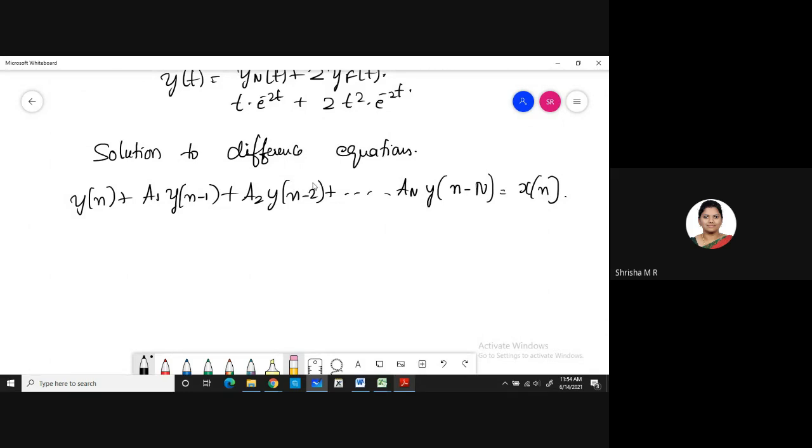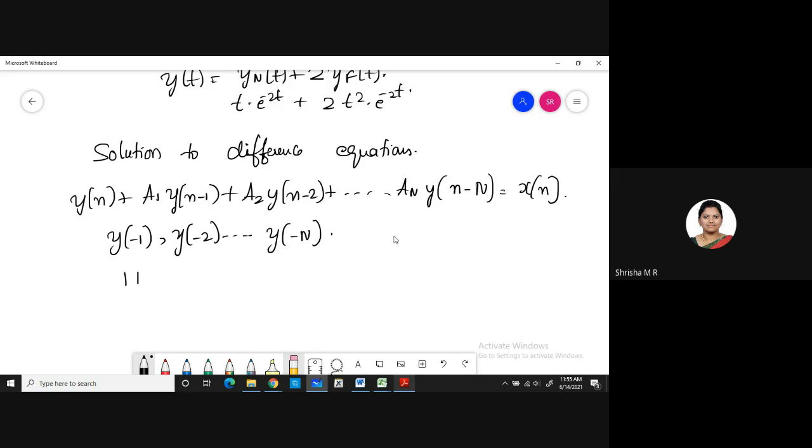The solution of this difference equation is the sum of the natural response as well as the forced response, when the initial conditions are given. So the initial conditions will be of this form: y of minus 1, y of minus 2, up to y of minus n. Fine. So you have to find the characteristic equation of the given difference equation.